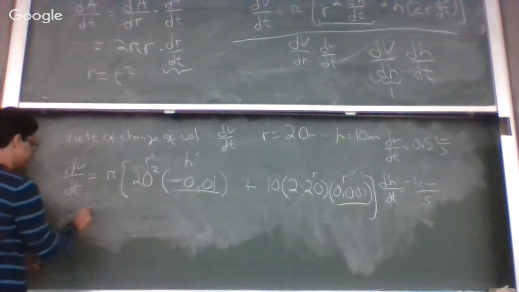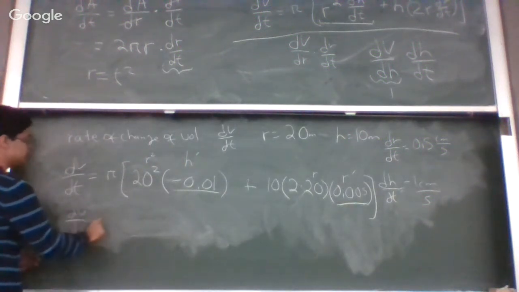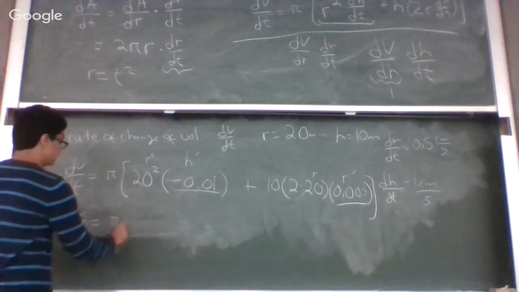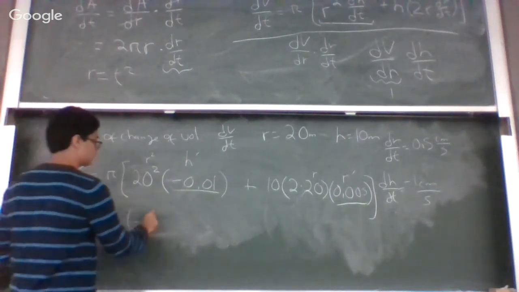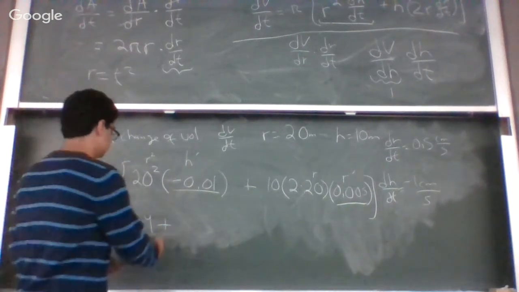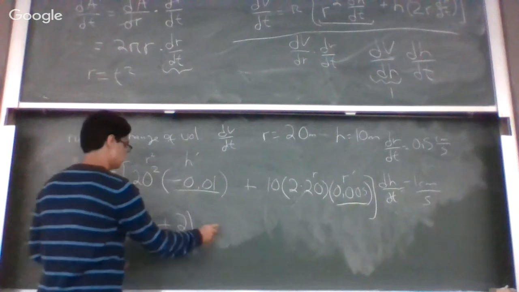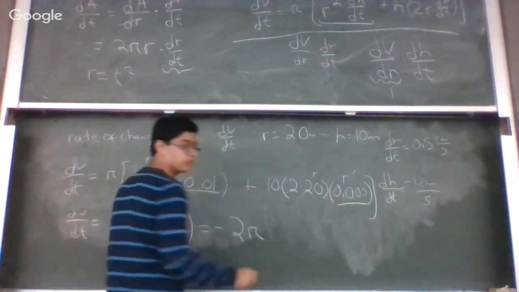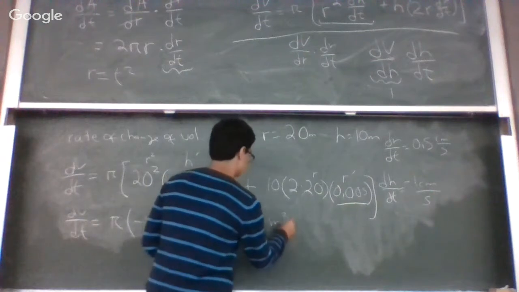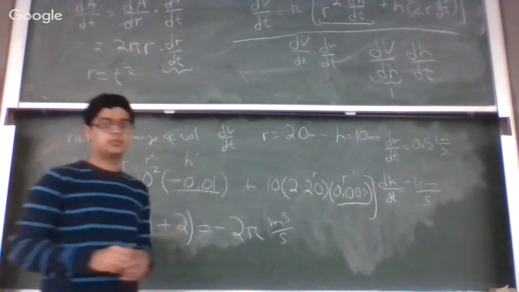So dV over dt is equal to pi times -4 plus 2, which is -2 pi. And then our units are meters cubed per second.